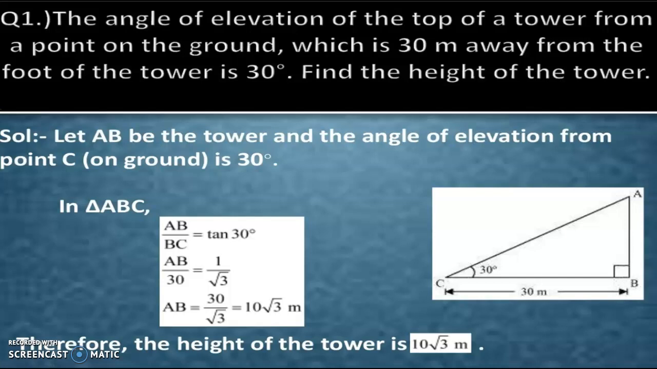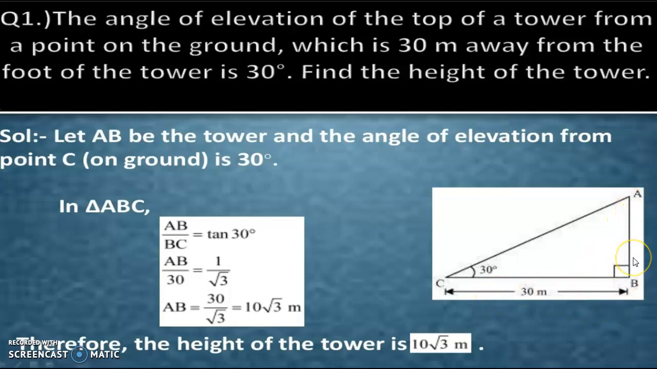Why is it 30 degree? It is given that the angle of elevation of the top of a tower from a point on the ground which is 30 meter away from the foot of the tower is 30 degree. So this is 30 degree, and the distance between that point and the tower is 30 meter, that is given. Now we have to find out AB. In this question, we have to find the relation between perpendicular and base. AB is the perpendicular and BC is the base.